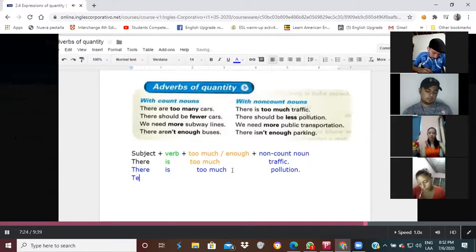And what I would like to do is give an example there. There isn't enough parking.